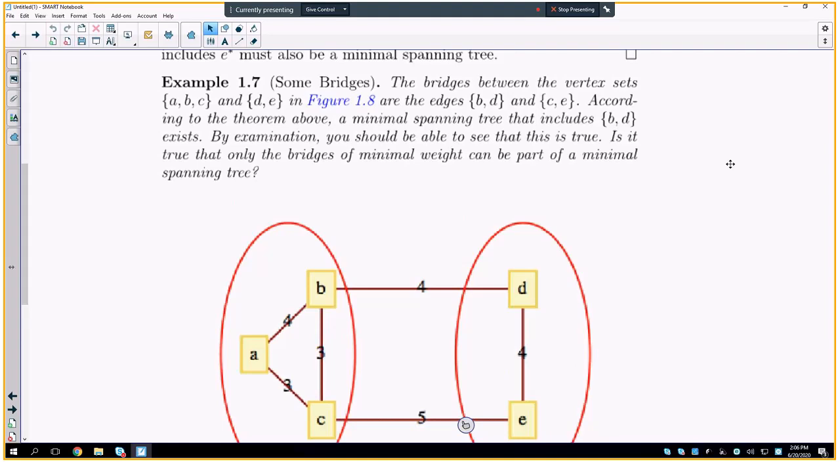But is it true that only the bridge of minimal weight can be a part of the minimal spanning tree? Think about all the minimal spanning trees in this graph. I know that the weight 4 edge BD is going to be a part of that. Does that mean that CE is never going to be a part of a minimal spanning tree? We're going to answer this question as one of our exercises in this chapter.